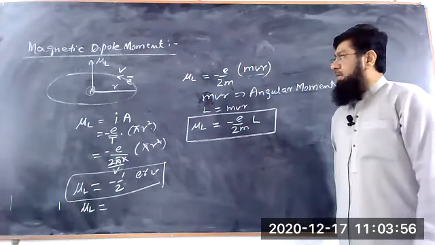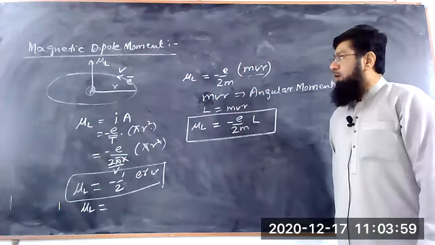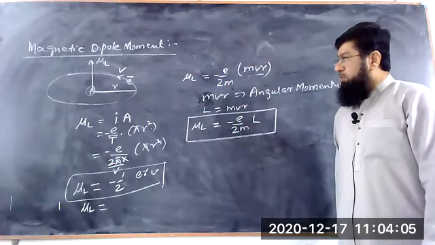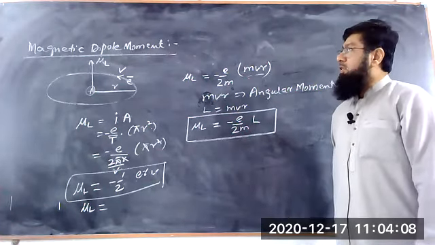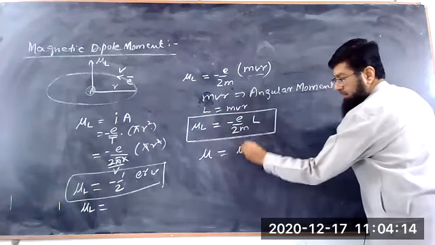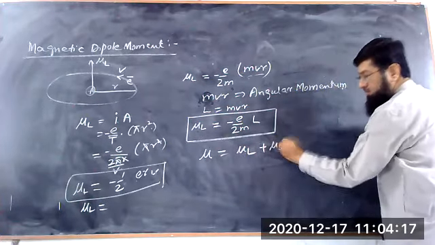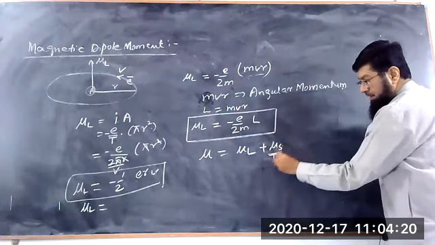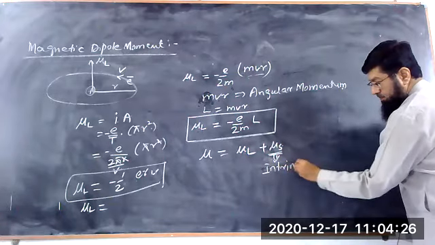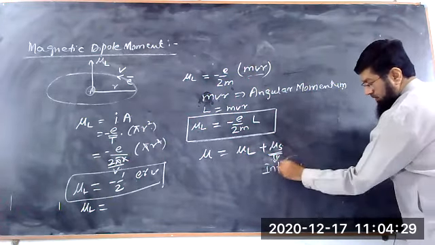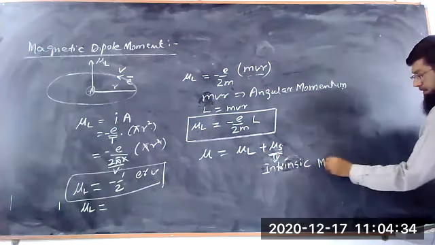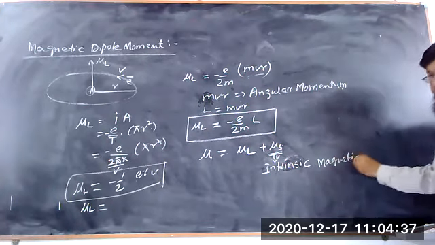So the total magnetic dipole moment is due to the orbital motion and the spin motion. The magnetic moment due to the spin motion is known as the intrinsic magnetic dipole moment. Here the total magnetic moment is equal to mu L plus mu S, where mu S is the intrinsic magnetic dipole moment.